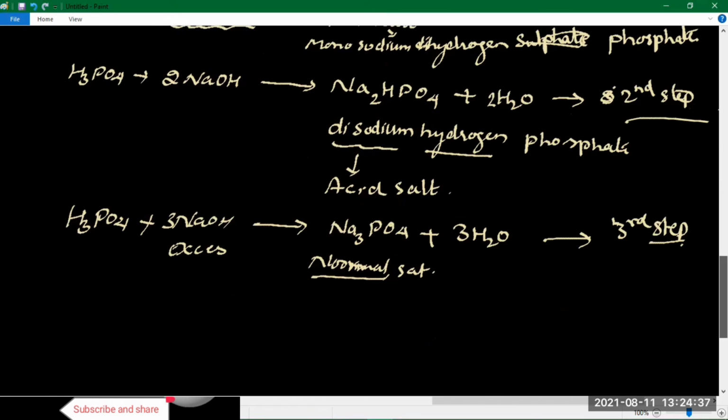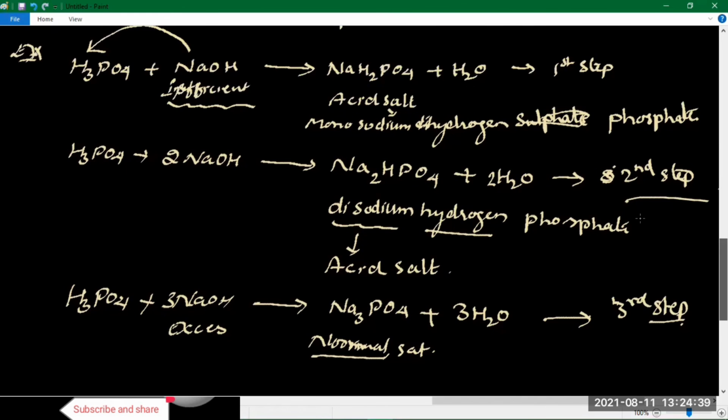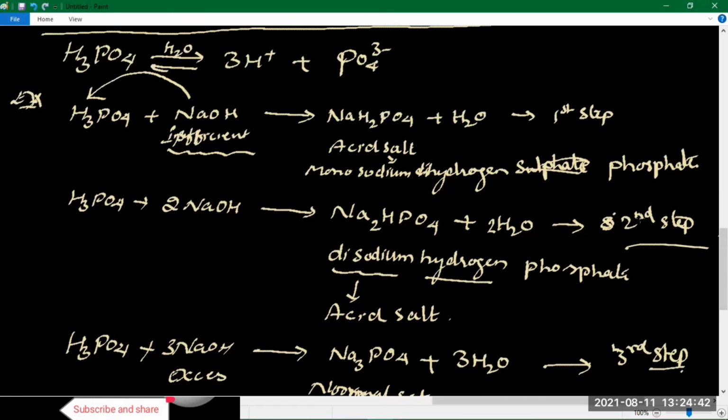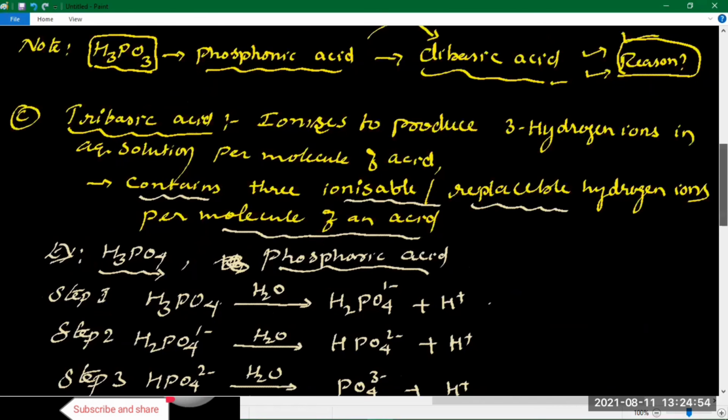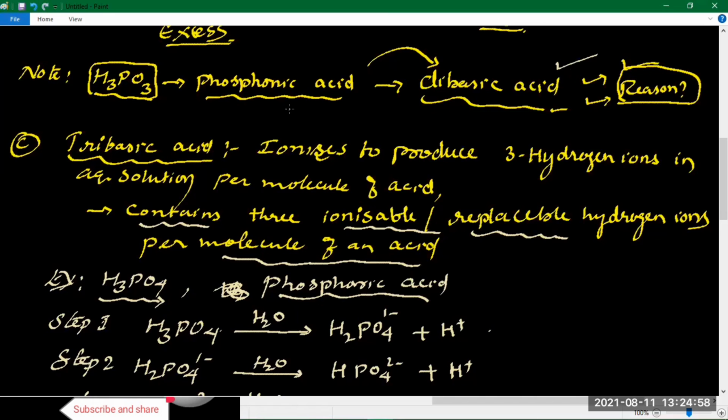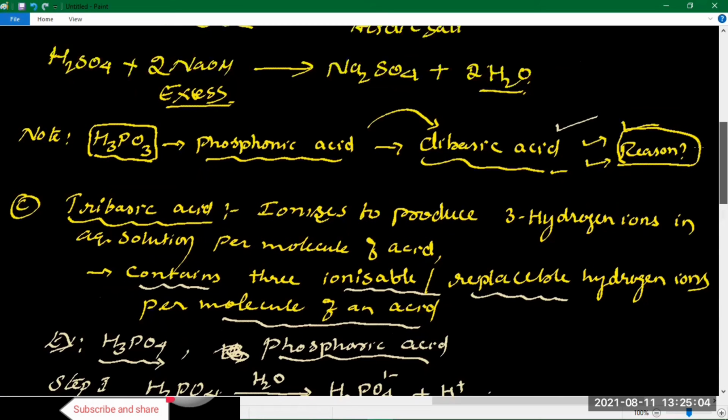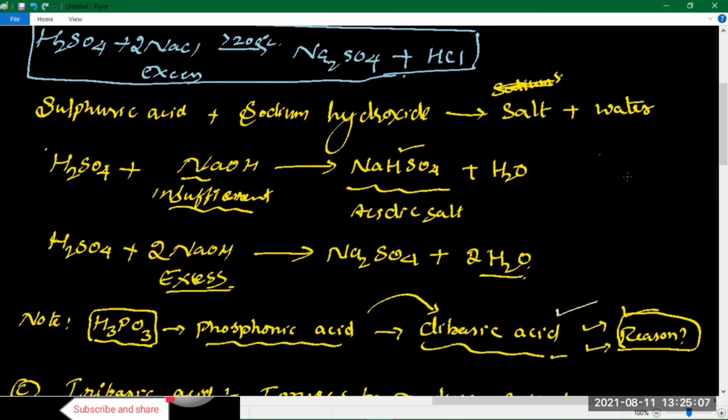So children, this is about monobasic acid, dibasic acid, and tribasic acid. And the tribasic acids have a basicity of 3. Why? Because they produce 3 replaceable hydrogens. And above I have given one question to you: why is phosphoric acid considered a dibasic acid even though it contains 3 hydrogens? So the answer is, the structure of phosphoric acid looks like this.